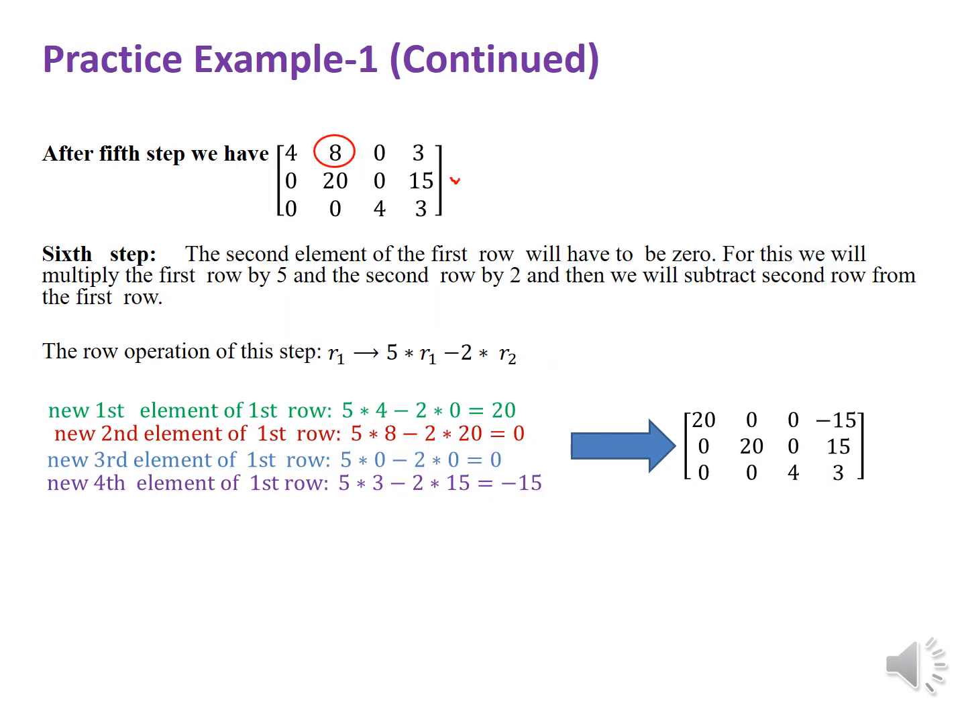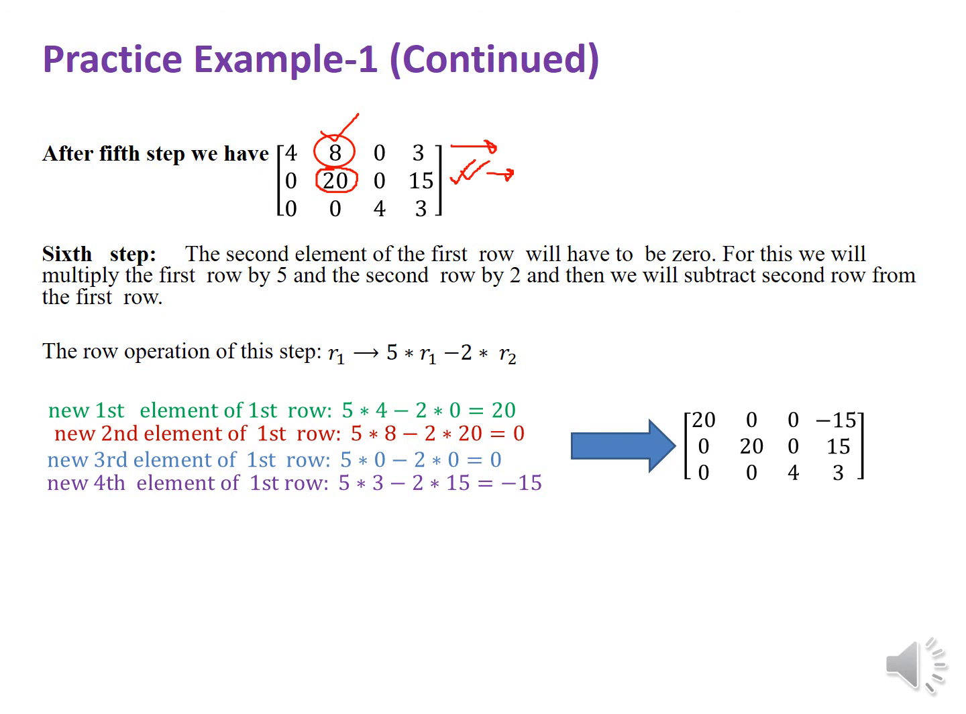After the fifth step, we have this matrix. So now we will make 0 in the second element of first row. For this, we will calculate first row and second row, as we are making 0 above the leading element of second row. So to make 0 in the second element of first row, we will multiply first row by 5 and we will multiply second row by 2, and then we will subtract second row from the first row.